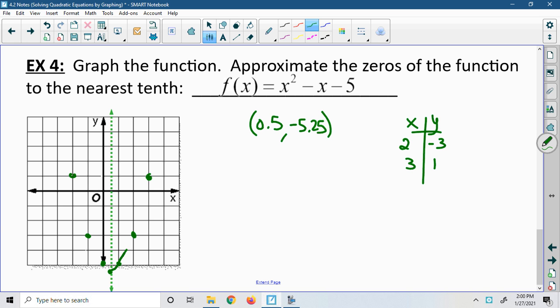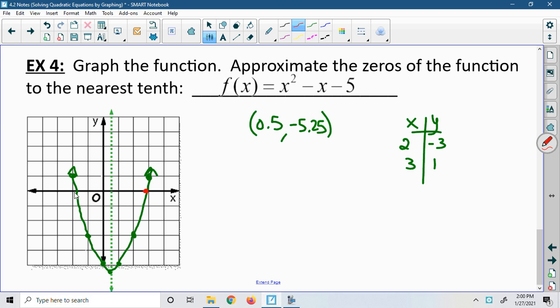This is going to be another bad drawing. Ugh. I don't know why it's so hard to graph things nicely on this tablet. But anyways, now you can probably see why they said approximate the zeros, because the zeros, they're not whole numbers. They're a little bit off.